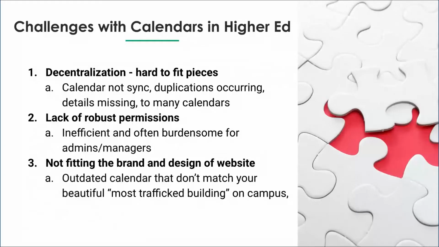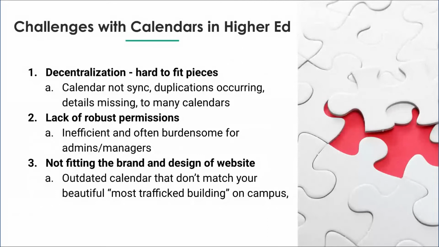I'd love to start with covering some of the common challenges we see in higher ed when it comes to event calendars. So point number 1 is decentralization. So going back to the poll question before, right? A lot of schools have over 50 calendars. And with 50 calendars that are not syncing or not properly communicating with each other, a lot of issues come into place, right? Like duplications occurring, detailed information missing. And there's just too many calendars to manage if people are separately owning them. So this decentralized model is really, really hard to manage.